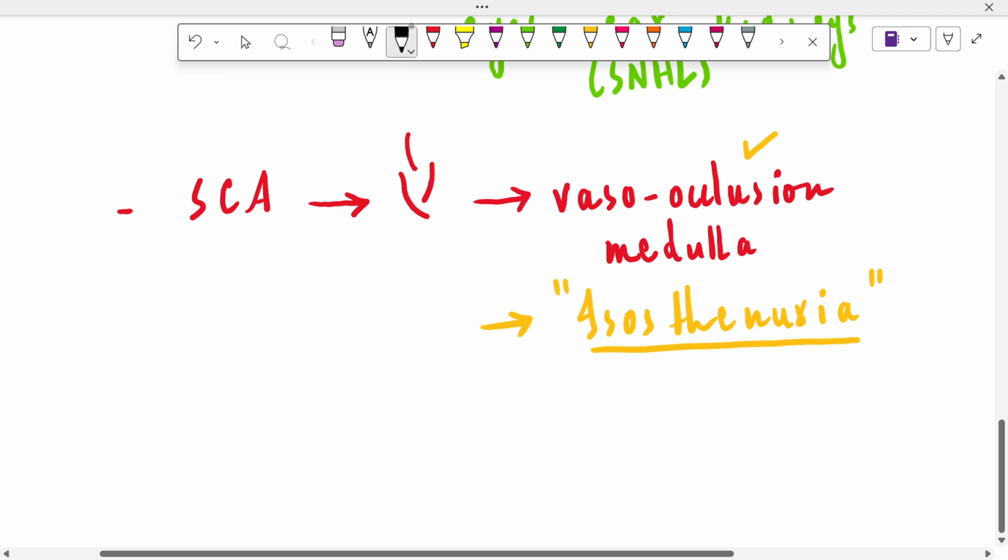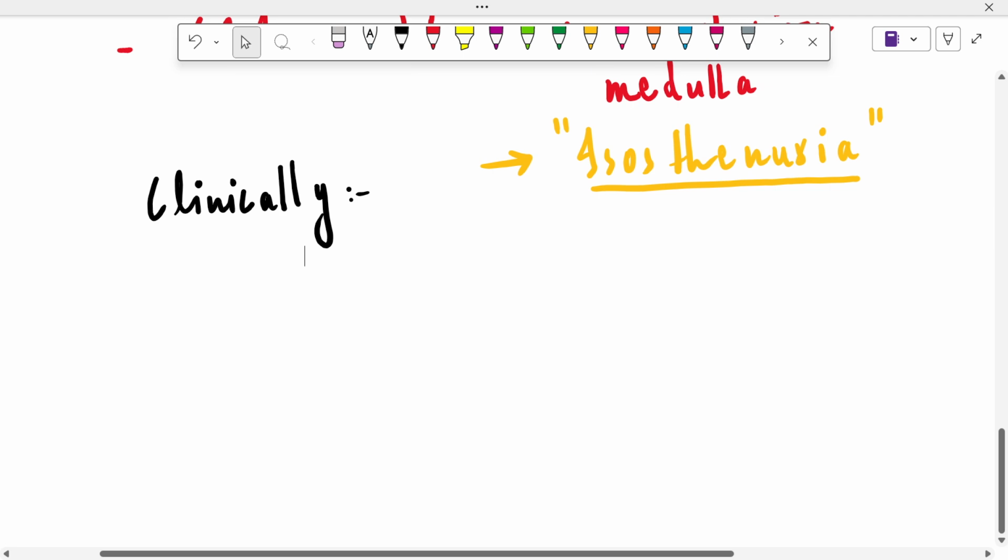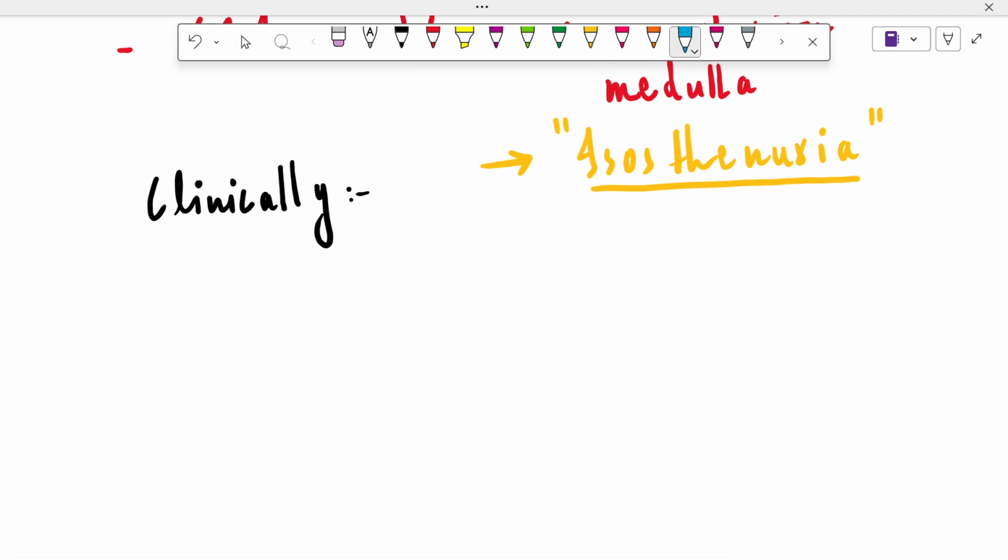So let's talk about the clinical findings or clinical features of FSGS. Clinically, the symptoms are similar to the nephrotic syndrome that we have discussed in the previous lecture, because eventually it's also a nephrotic syndrome. So first of all, there will be nephrotic range proteinuria, that is more than 3.5 grams of protein per day in the urine, right? More than 3.5 grams per day.